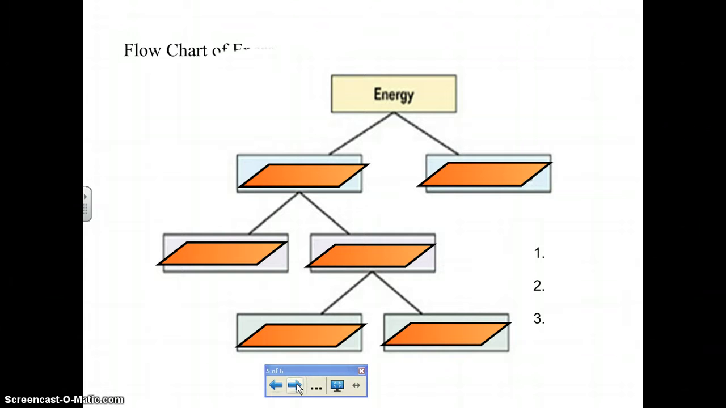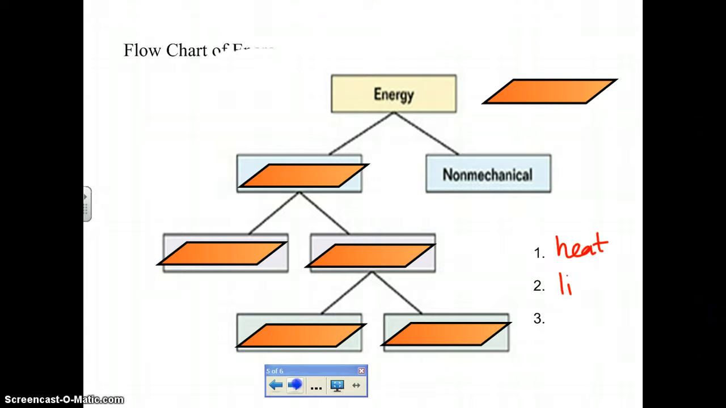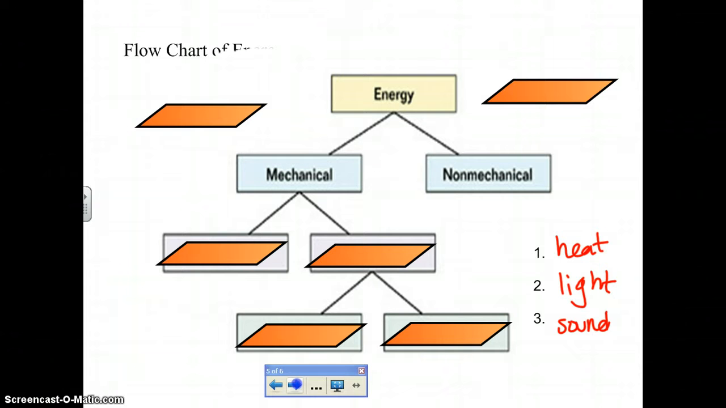So let's fill in this flow chart together here. First thing that we have is energy. Energy has two different forms. The first form that I want to remind you of is non-mechanical. And non-mechanical can come from heat, light, and sound. So technically, non-mechanical energy is the dissipation of mechanical energy to form heat, light, and sound. So the opposite of non-mechanical energy is mechanical energy. You guys can figure this out.